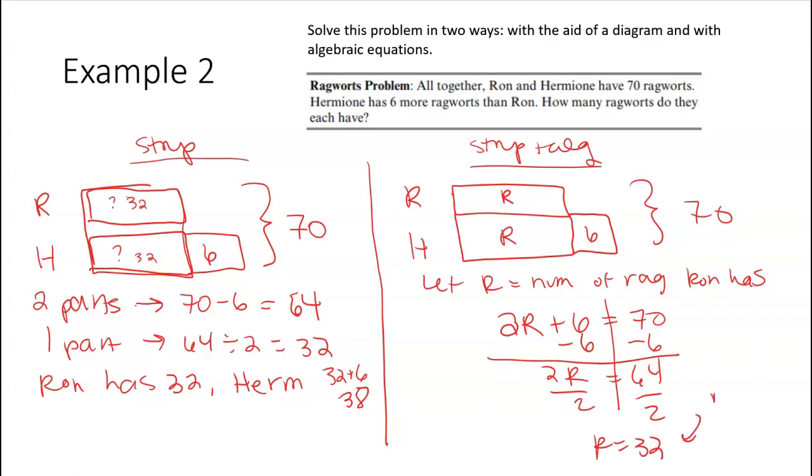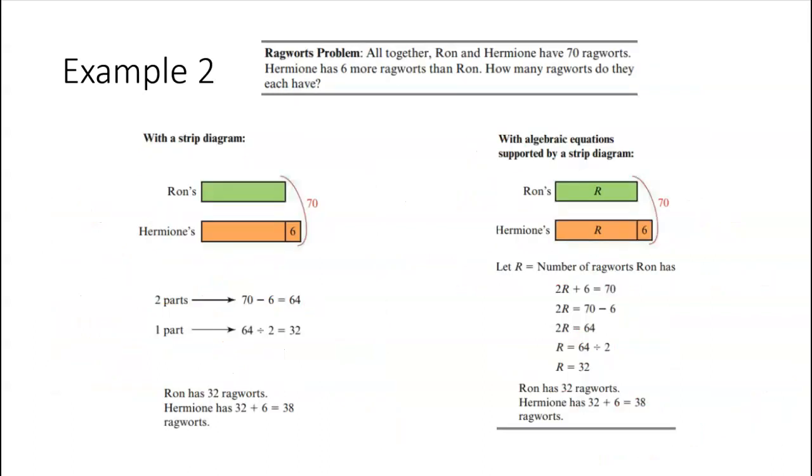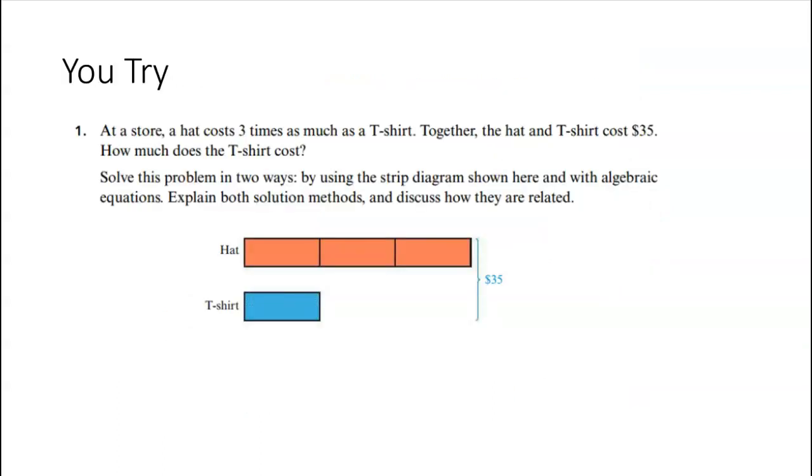So that means Ron has 32. And then Hermione, remember, she's got R plus 6. So she's got 32 plus 6, or 38. So you can see how, and this is just from the textbook to help you out, to visualize it a little bit more, how we can use strip diagrams to help us make sense. Go ahead and give this one a try, press play when you're ready to see the solution.